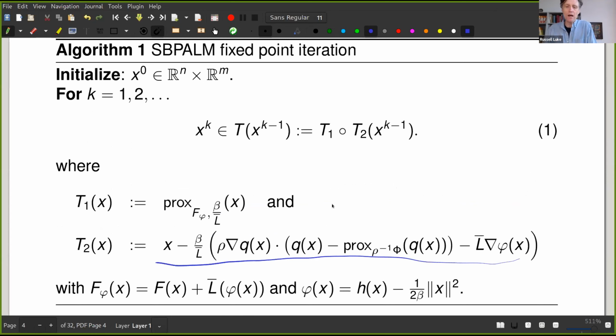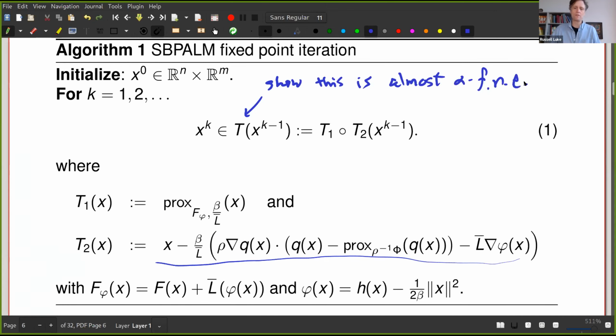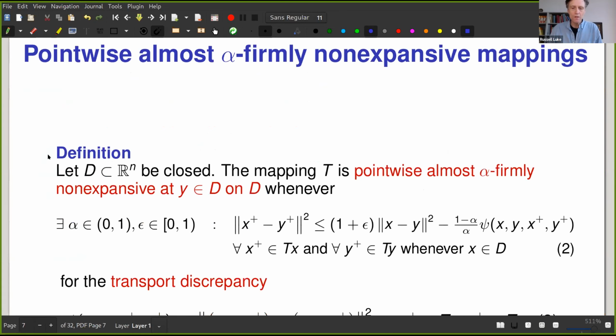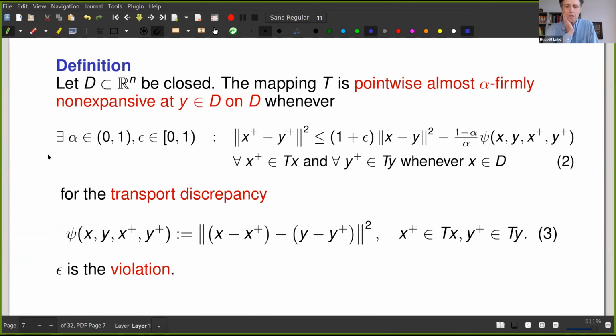And once that's done, now I have to show that this is almost alpha firmly non-expansive, right? Because the two properties that yield local quantitative convergence are this almost alpha firm non-expansiveness and metric subregularity. I'm just going to focus on this. So what again is alpha firm non-expansiveness? Any mapping. So we take a subset and we'll be on Rn here. The mapping is pointwise almost alpha firmly non-expansive at some point y in this subset D on D, whenever this inequality two holds.